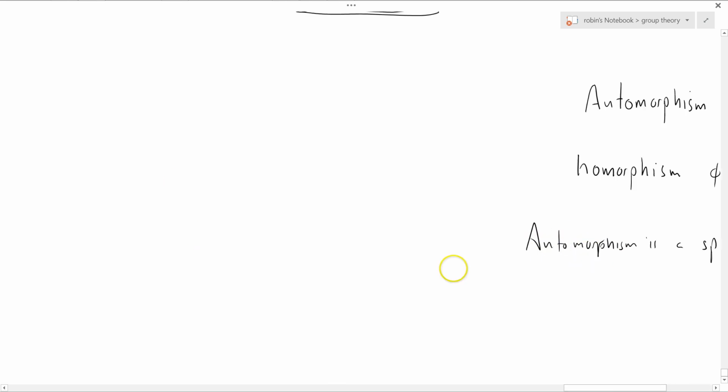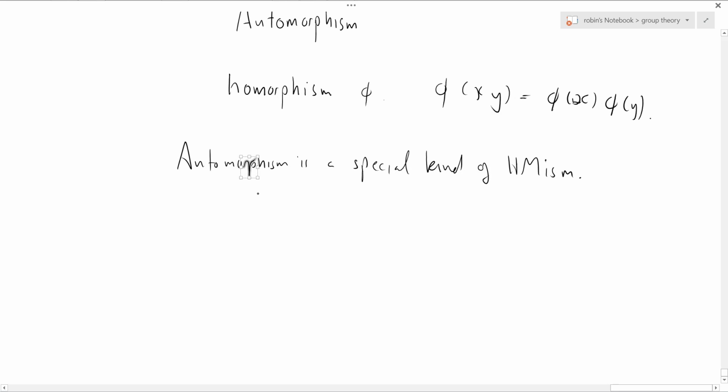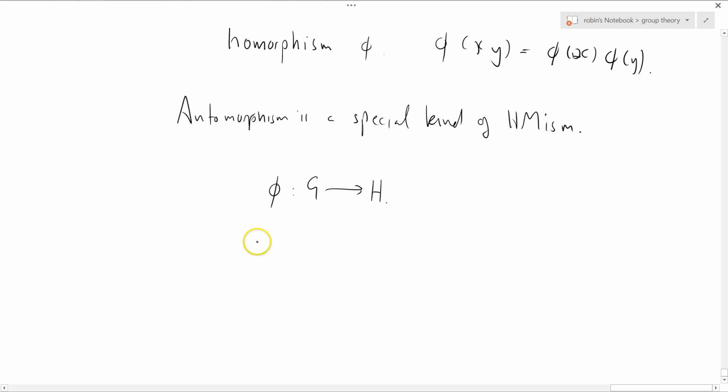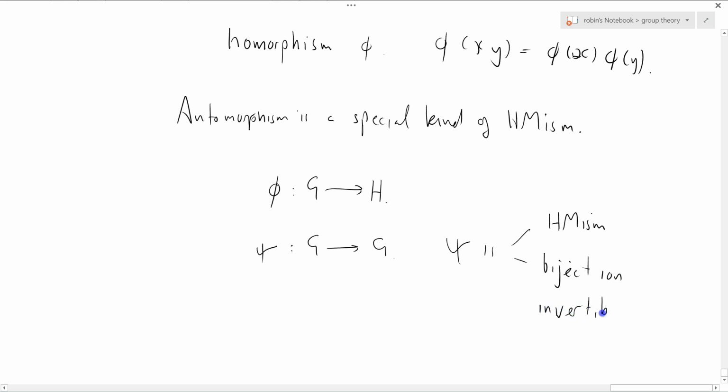You'll recall that phi maps G to H. Well, an automorphism, I'm going to say psi maps G to itself, where psi is two things. First of all, it's a homomorphism, and second, it's a bijection. It's an invertible map. And this places a very, very strong restriction on what kind of maps are admissible.